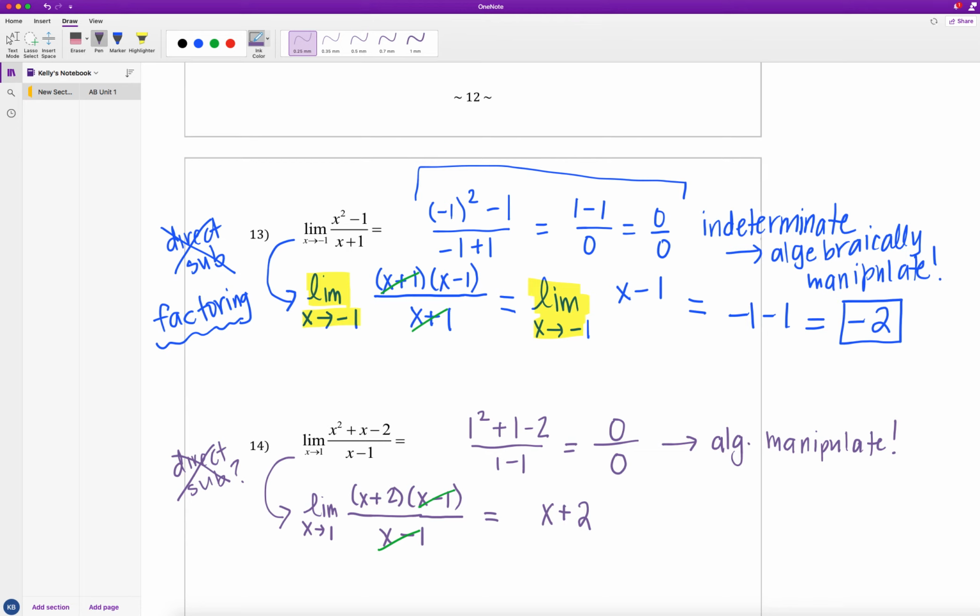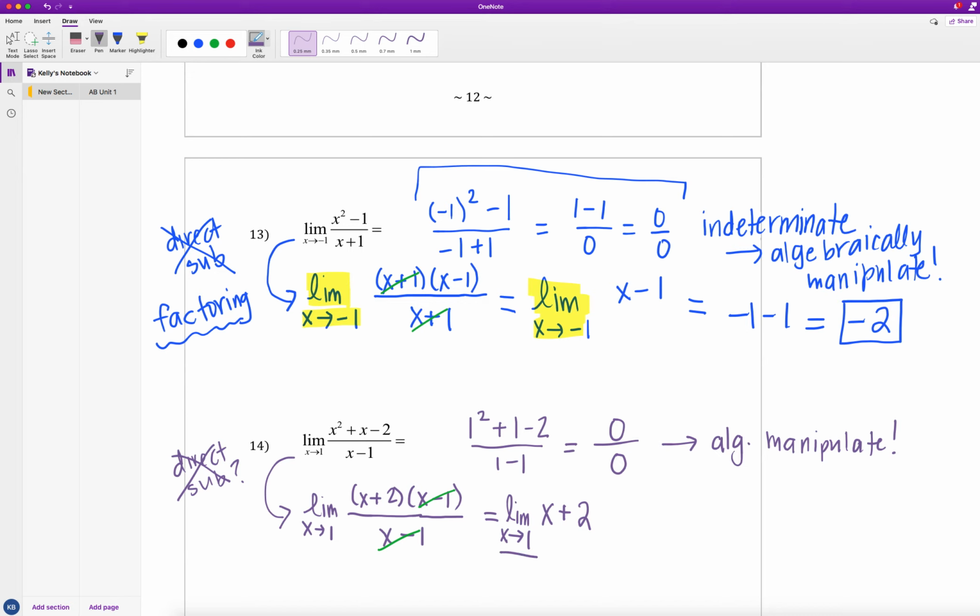How have I done so far? Anything going wrong, or have I done everything correctly because I factored it and I canceled those factors? So I'm missing something, and it's really important that I have it there. I have not taken the limit yet, which means I still need to have this limit as x approaches 1 in front of my simplified rational function now that I've canceled out those factors.